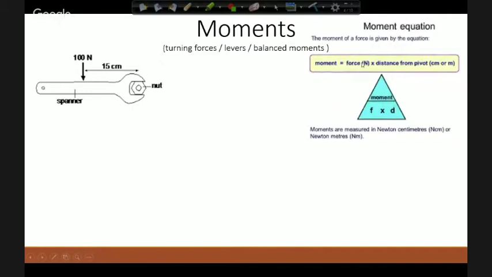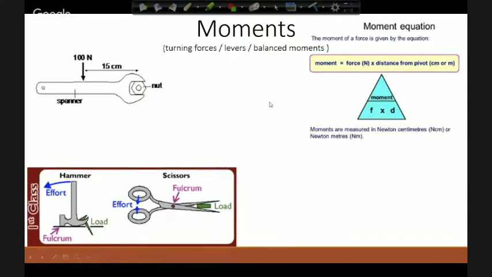Here's our equation: moment equals force times distance from the pivot, and the unit for moments is newton meters. You can always work that out in the exam because the unit for force is newtons and the unit for distance is meters, and since they're multiplied by each other, they're just next to each other. So newton meters is the unit for that.